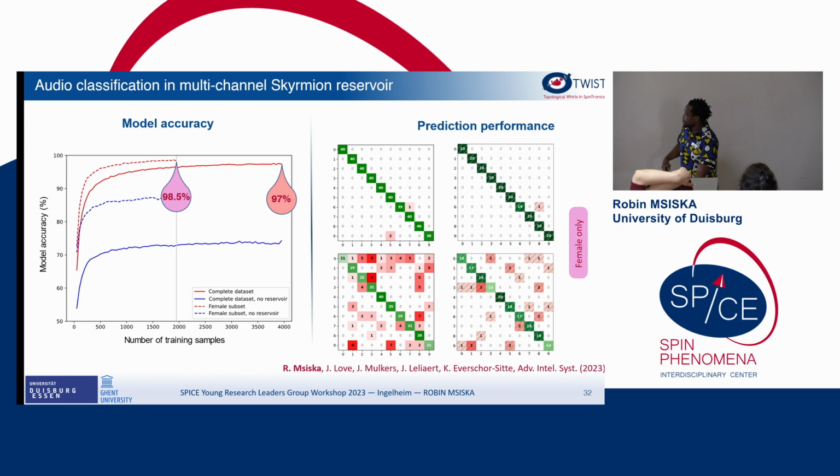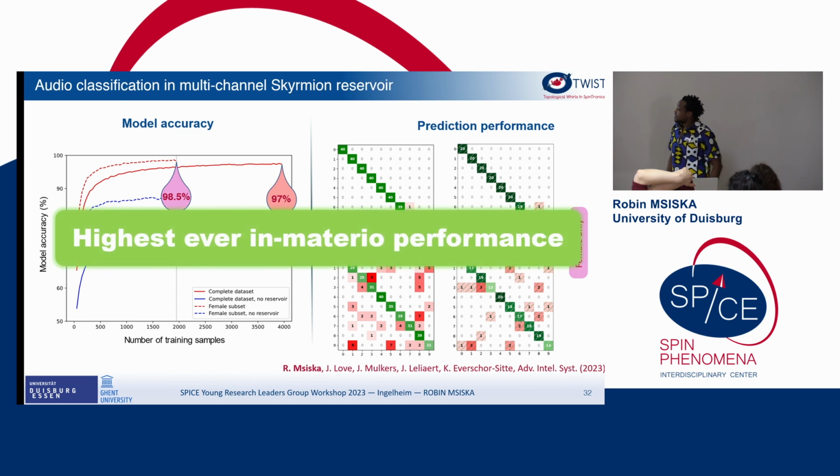Now, we do the same for the female data sets, as is common in the literature. And this gives even higher prediction, which is very nice. So it seems generally women are easier to understand. Data is in. Do with that information as you please. This is the highest ever immaterial performance of a reservoir computer for spoken digits. And it's a very exciting testament of what Skyrmion systems or magnetic systems are capable of.